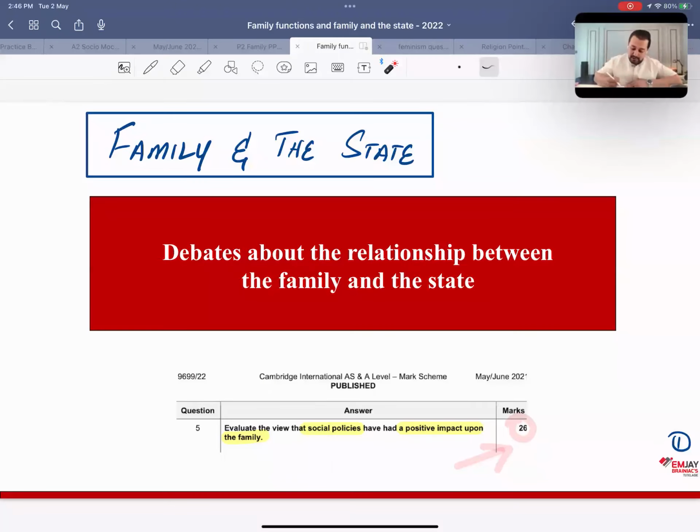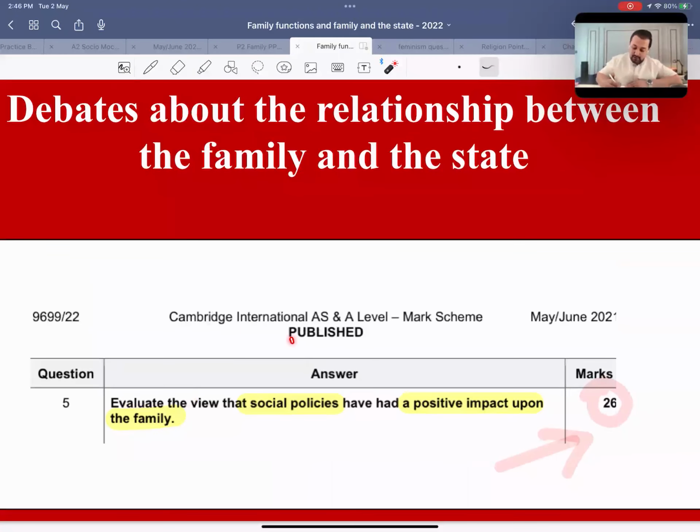So here is the question again. Evaluate the view that social policies have had a positive impact upon the family. Now, what are social policies and what sort of social policies are we talking about? If we try understanding the question, first and foremost, what are social policies? The initiatives that the government takes, the policies that the government makes that could affect, in this context, family.